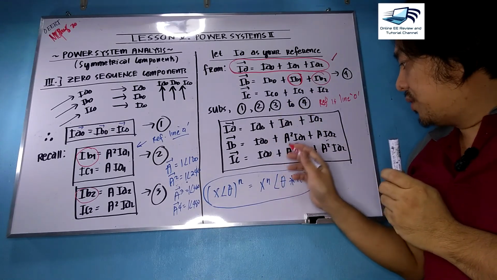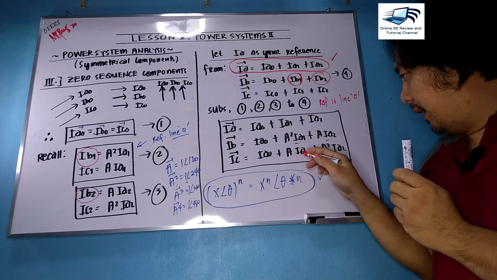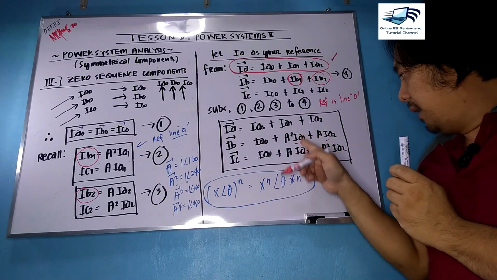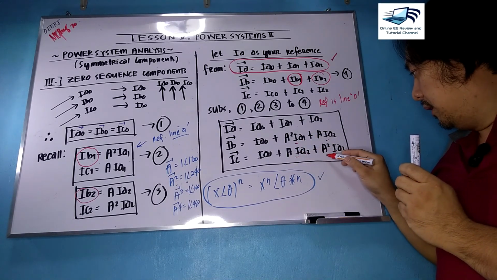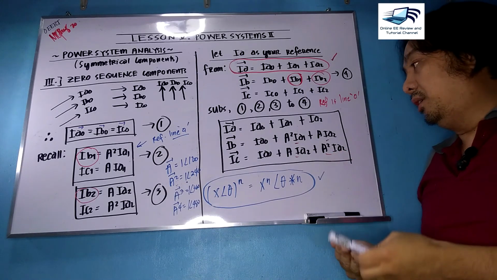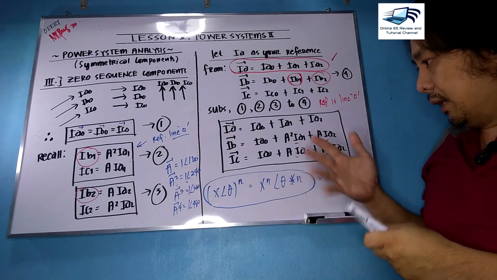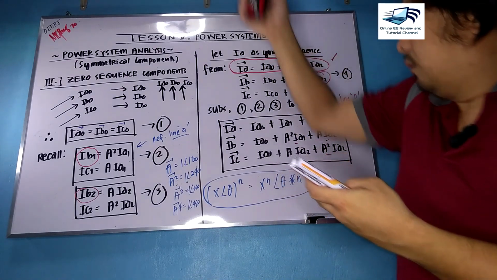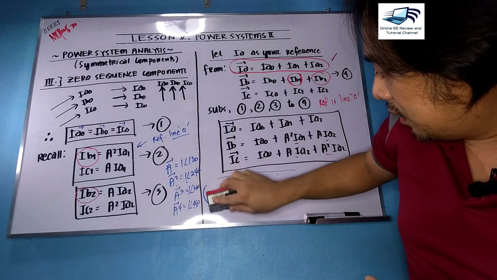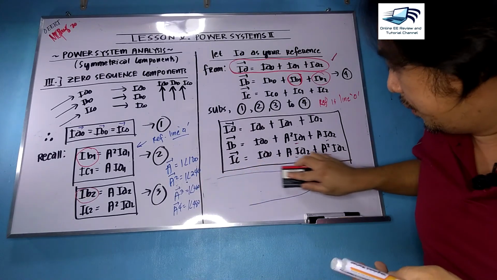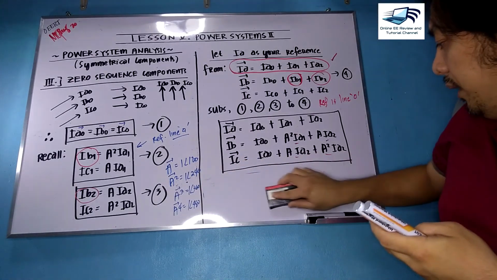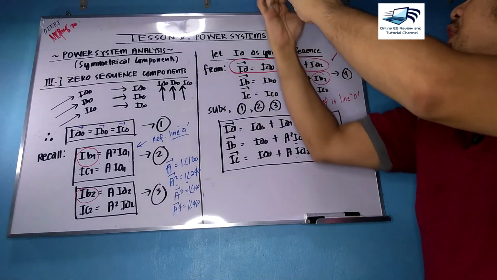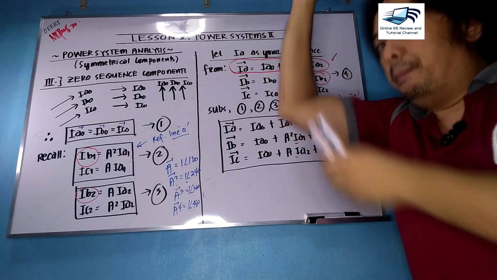And if you do it on C, it will be the inverse of IB. So IA0 plus A IA1 plus A squared IA2. Before we conclude this slide, okay, I need the eraser. Thank you. My eraser is on the topmost part.